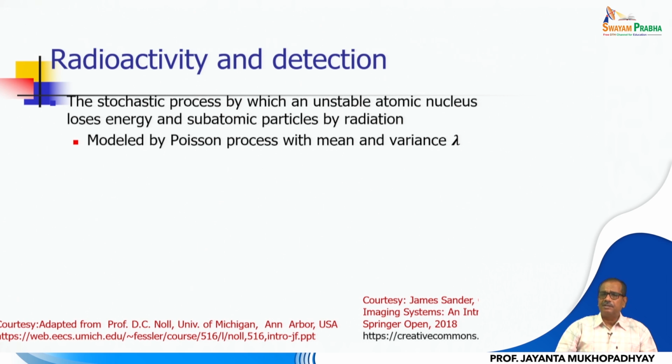So, it follows a probability distribution: the number of emissions in a particular interval follows that. This is the probability distribution with rate lambda, which is the mean, and with variance lambda. This is a Poisson distribution. So, what is the number of emissions in a given observation?